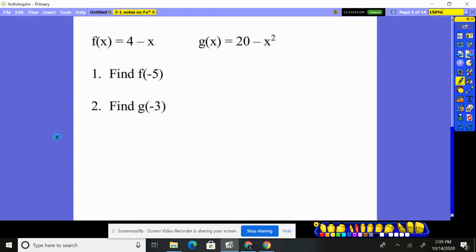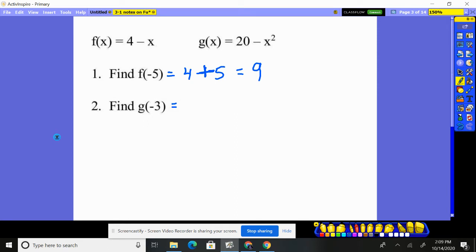We have f of x equals 4 minus x, and g of x equals 20 minus x squared. So question 1 says, hey, find me f of negative 5. Plug negative 5 into the f function and give us an answer. So we simply know, oh, it's 4 minus whatever x is. Well, what did they give me for x? Negative 5. Well, we know a minus and a negative is going to change to plus, and we get an answer of 9.